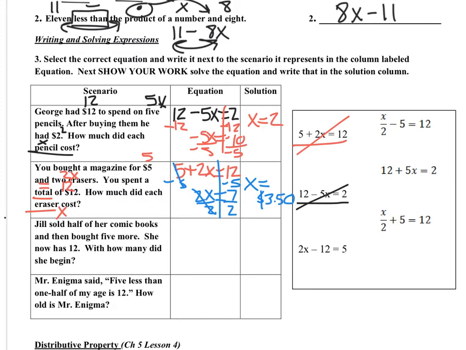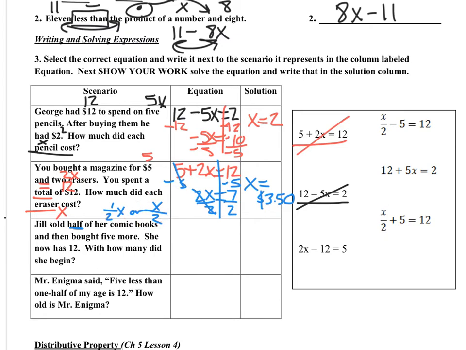Alright, Jill sold half of her comic books and then bought 5 more. She now has 12 comic books. With how many did she begin? So X would be the amount of comic books Jill started with. Okay, so Jill sold half of her comic books, so half of her starting collection, and half would be 1/2 X, or X over 2. Those are the same exact thing. And then looking at my answers, I see that I only have X over 2, so I know I'm going to want to use this version and not 1/2 X, but they are the same.